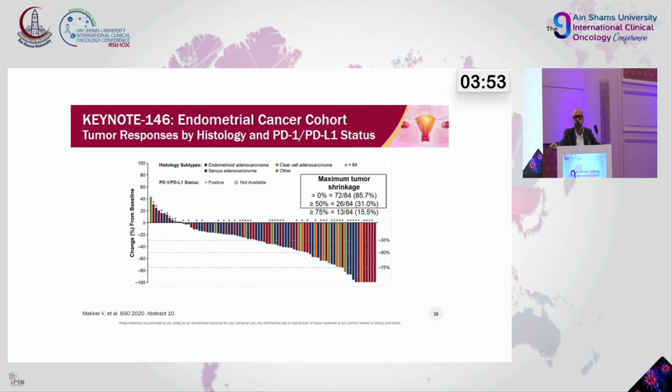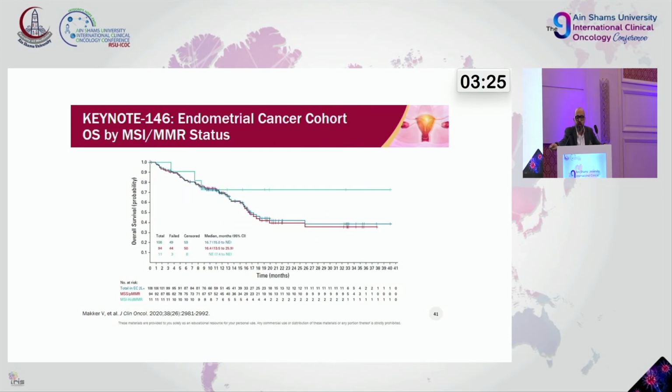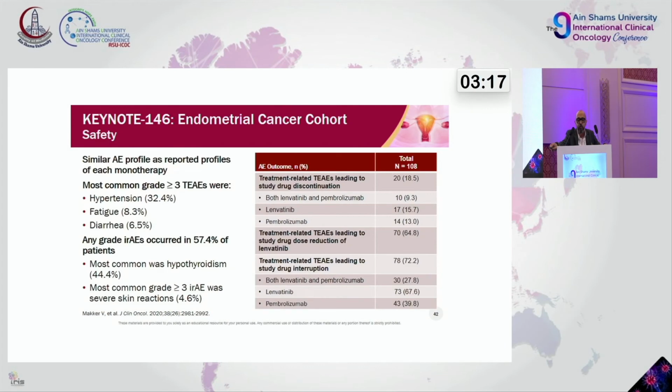63.6. Here, if we look at the waterfall plot, maximum tumor shrinkage of more than 0% was seen in 85.7% of the patients, more than 50% in 31%, and more than 75% in 15.5%. Endometrial cancer cohort progression-free survival by MSI mismatch repair status: for MSI high, it was 18.9; for MSS or proficient, it was 7.4. Overall survival was not reached for MSI high, while for MSS or proficient mismatch, it was 16.4 months.